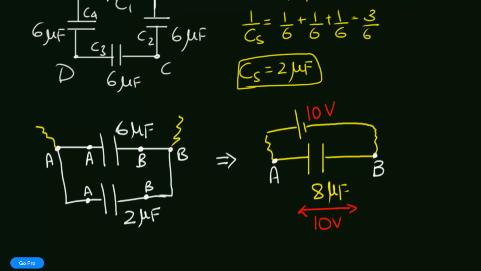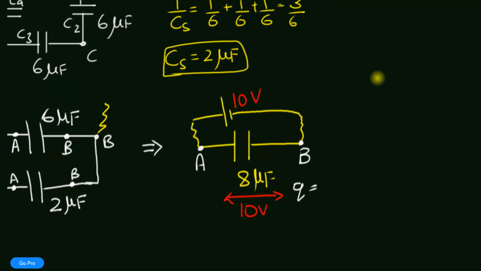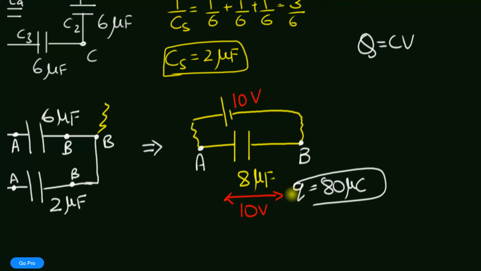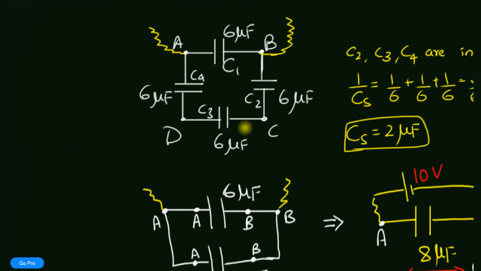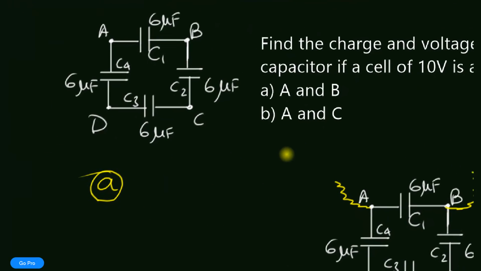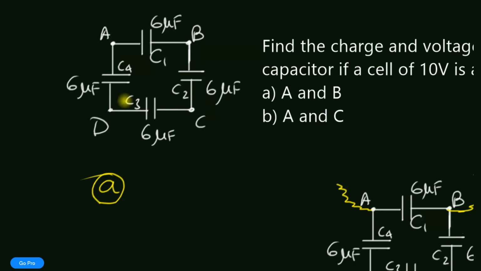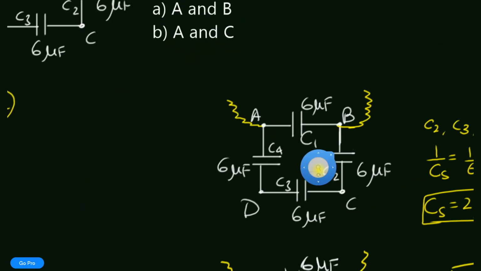And what's going to be the charge on that capacitor, this equivalent capacitance? Well, remember the formula, Q equals C times V, and therefore the charge Q will just be 8 times 10, and that's going to be 80 microcoulombs. So we have found the charge and the voltage on this capacitor, but that's not what I want. I don't want the charge on the equivalent capacitance. My goal is to calculate charge on every single capacitor.